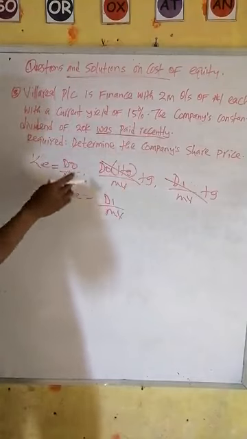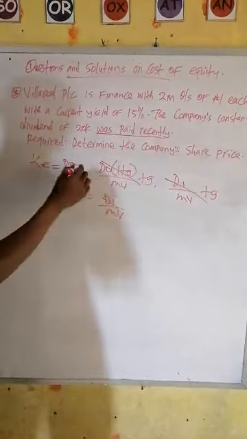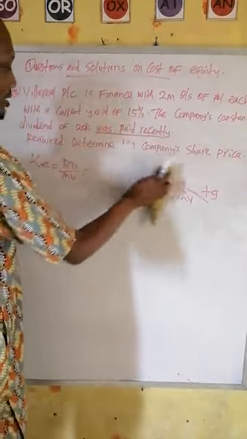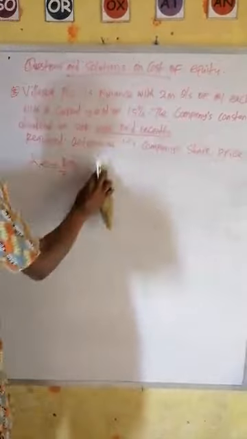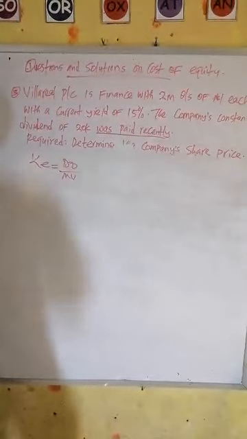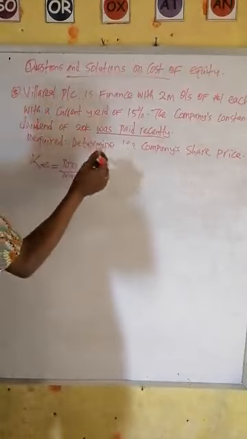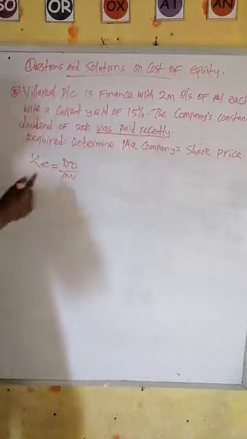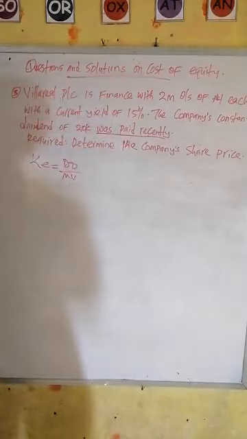And therefore, the formula to use is this. This is the formula to use. So we don't need all these other formulas. We are left with this formula. So let's now compute our market value. You should determine the company's share price. What is the share price I'm talking about? This is the market value. The share price is the market value.